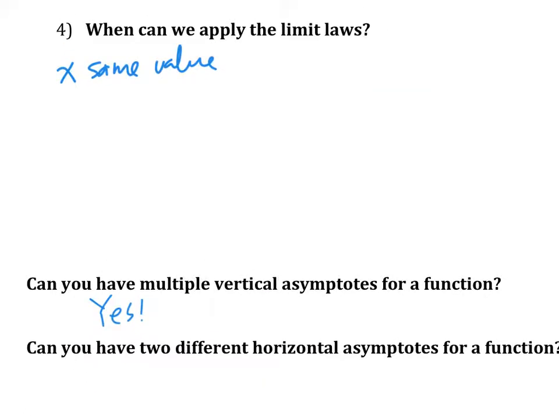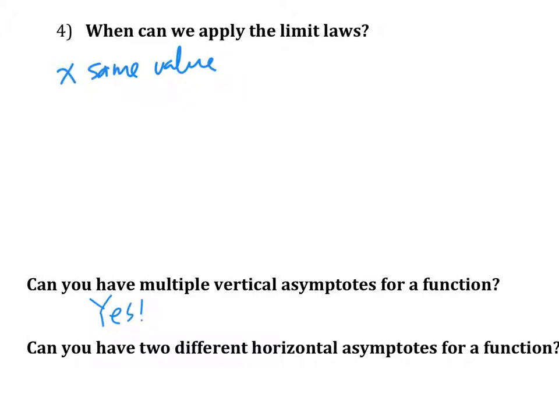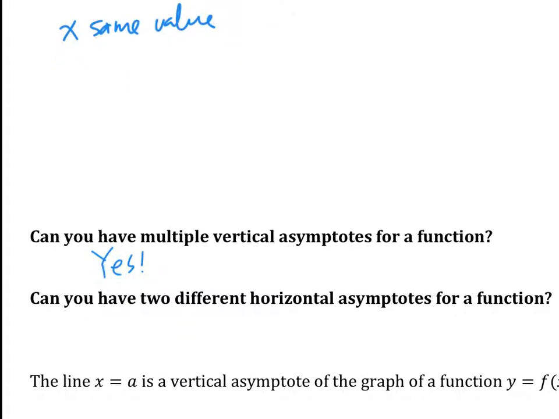Can you have two different horizontal asymptotes? Yes. No. Break the vertical line test, right? Tomorrow we're going to talk about horizontal asymptotes for a few days because they're harder than the vertical ones. All right.